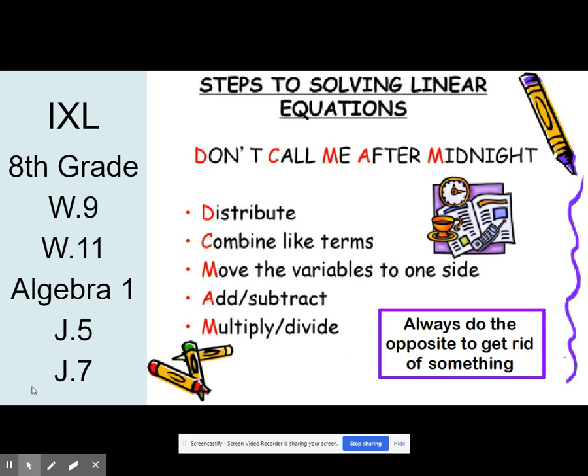It's all going to be graded by next Monday. I'll come in next Monday and put all these grades in. So you've got till then to make sure you've got these assignments done. 8th grade W9, which is Wednesday's assignment. 8th grade W11, which is Thursday's assignment.